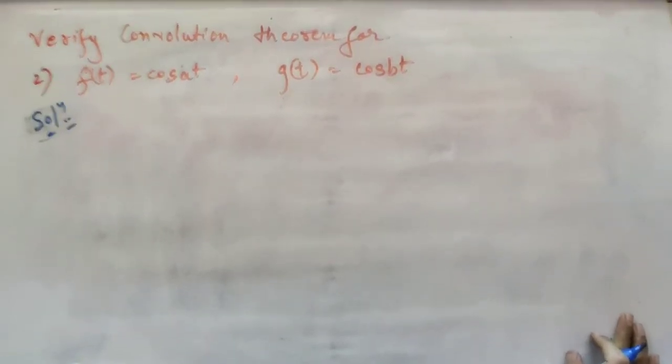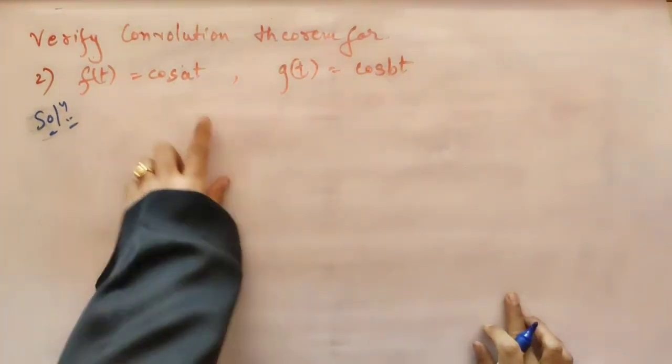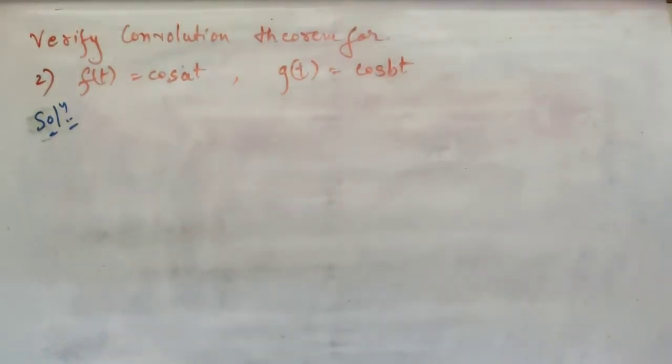Here I am continuing with one more problem on verification of convolution theorem. As you see, there are two functions given to you. f of t is equal to cos at and g of t is equal to cos bt. Okay, let's start the solution.